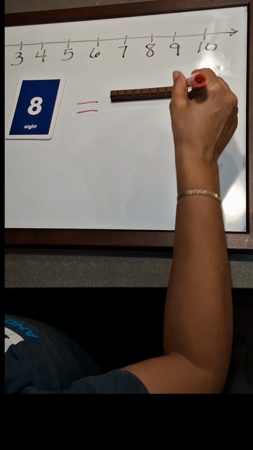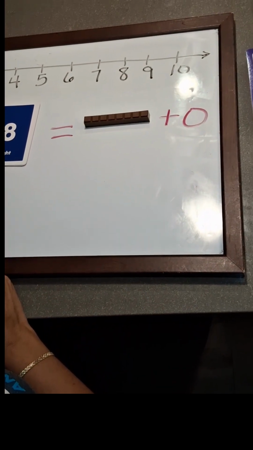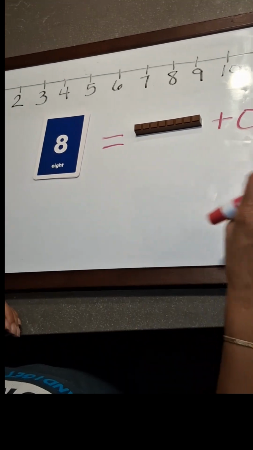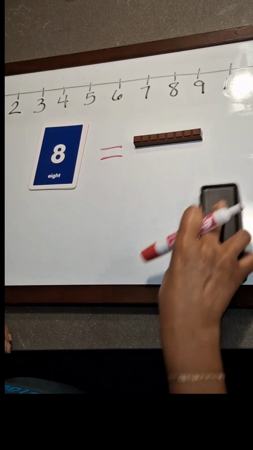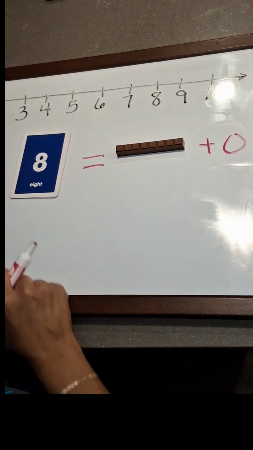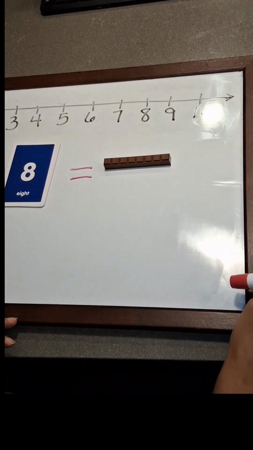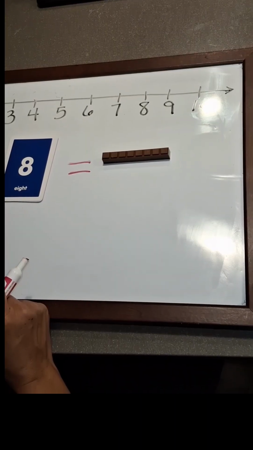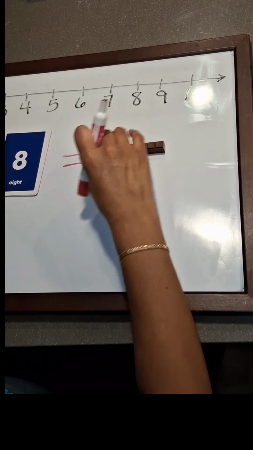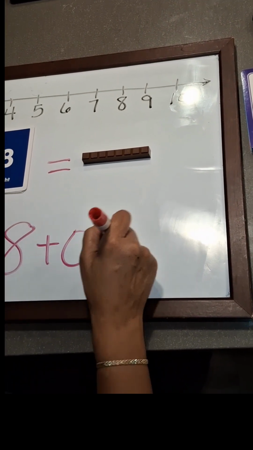What if I add 0 to this 8? How many will I have? Well, 8. The 0 doesn't change anything. If I have 8 and I add 0, it's still going to be 8 because adding 0 is not doing anything to it. It's adding nothing. And 0 is a very important number. Okay? So we have 8. If I add 0 to 8, 8 plus 0 is 8.